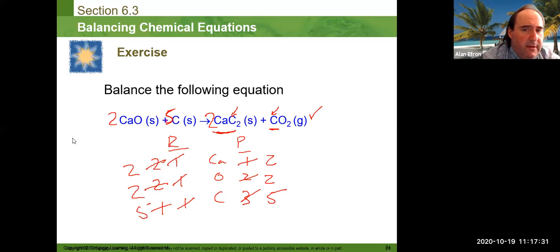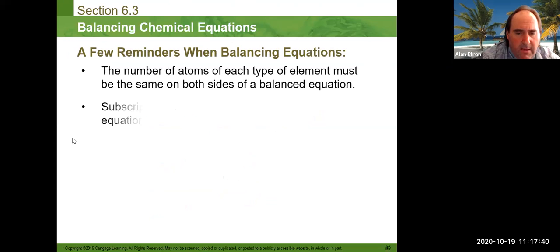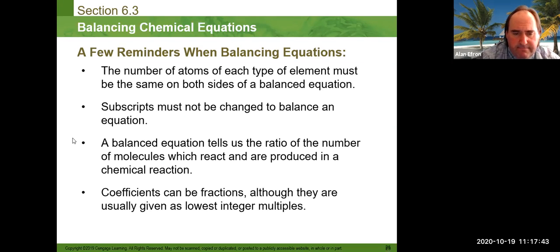Any questions on that there? Okay. So as we've been talking about, the number of atoms of each element on each side of the equation should be the same. We do not touch any of the subscripts, only the coefficients. And we do need the simplest whole number ratio of what is present. And as we saw in that example, you can use a fraction if you need to, if that's helpful.